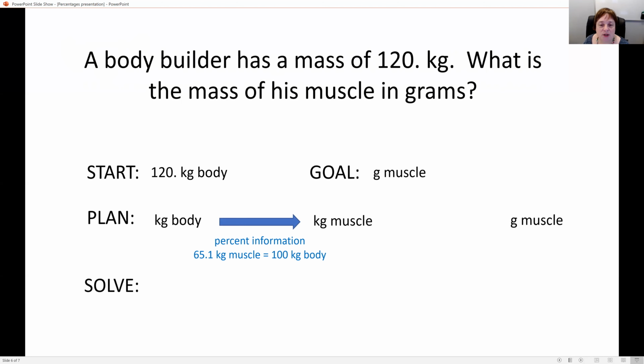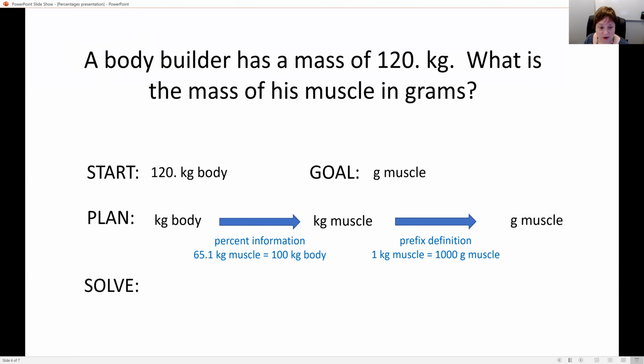So let's look at our percent information. It can take us from where we start, kilograms of body. It can take us to something about muscles, but it has to be in those same units, in kilograms. So we can take our percent information that we looked at previously and use it as our conversion factor. But we're going to need a second conversion factor to get us from kilograms of muscle to the desired unit of grams of muscle. So we needed two steps in this problem. One bit of information we learned from before, and the second one is one of those prefixes that we had to have memorized.